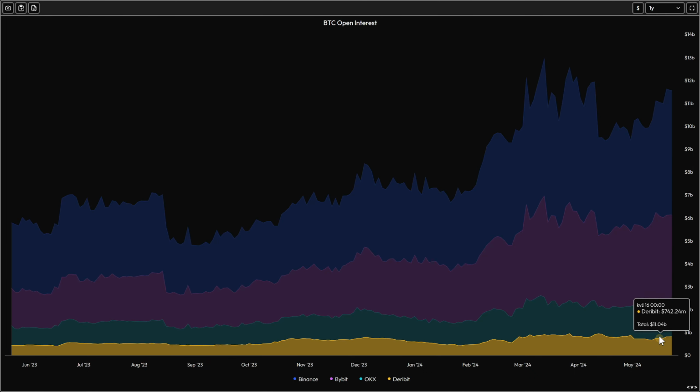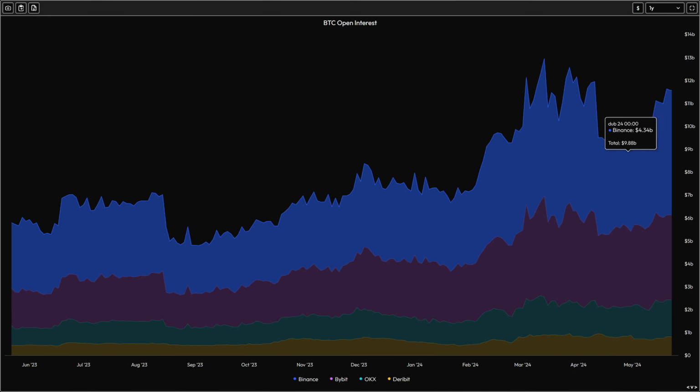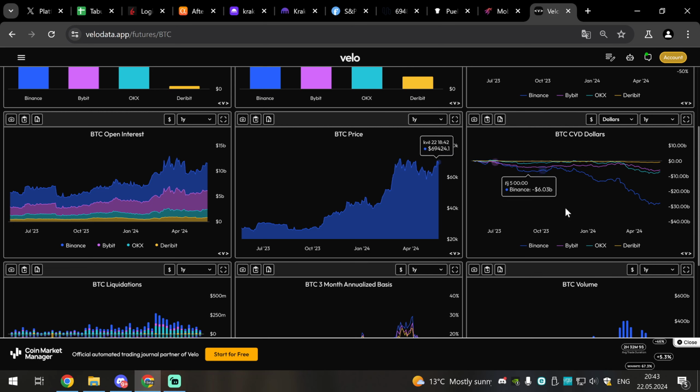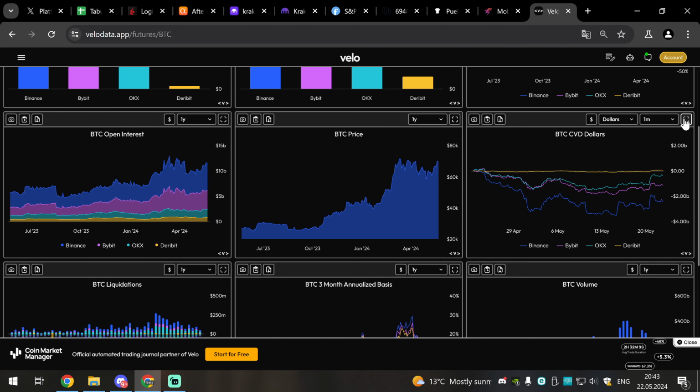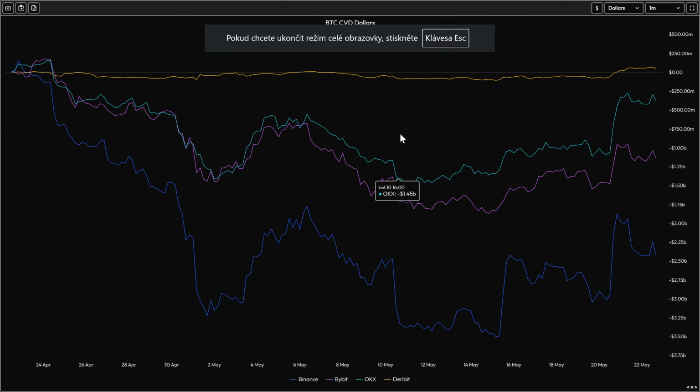Binance currently, but that's not the options market. So we are watching the largest exchanges. More locally, this is CVD. So we are seeing who is selling the most, the heaviest.